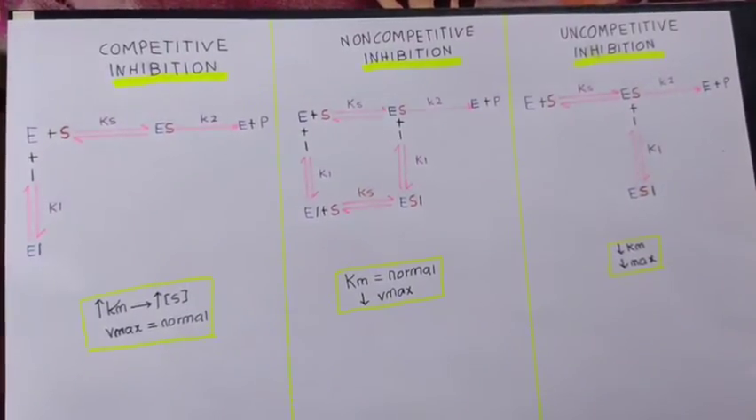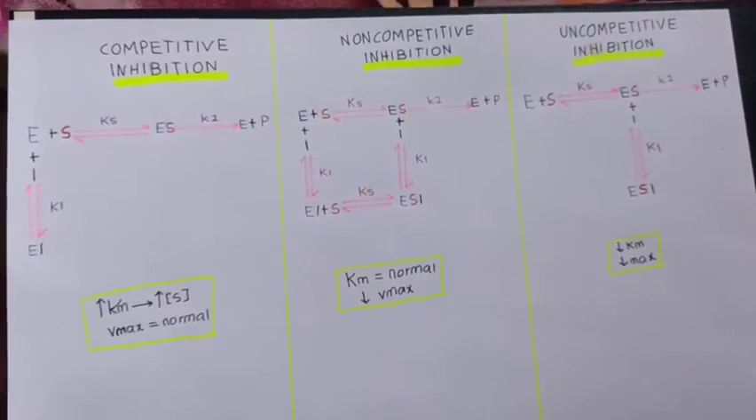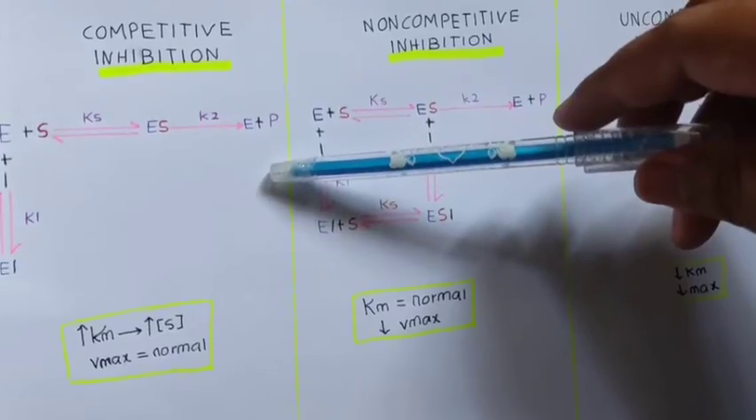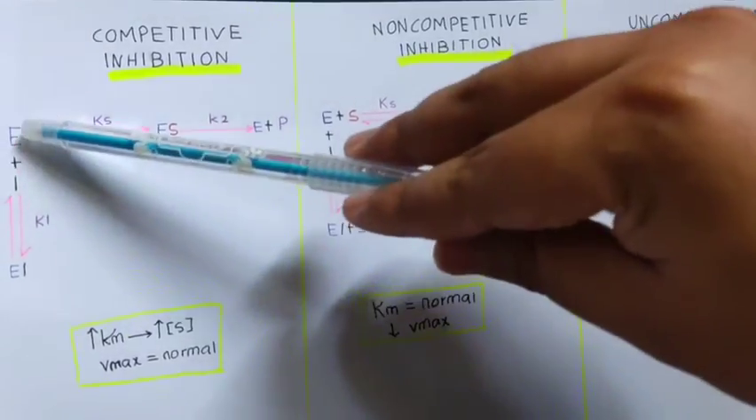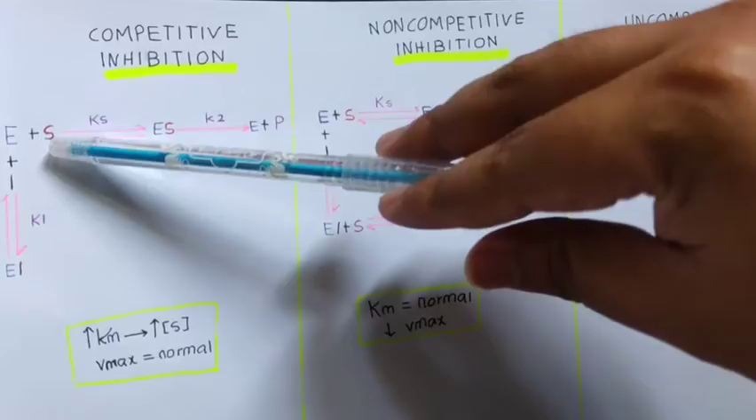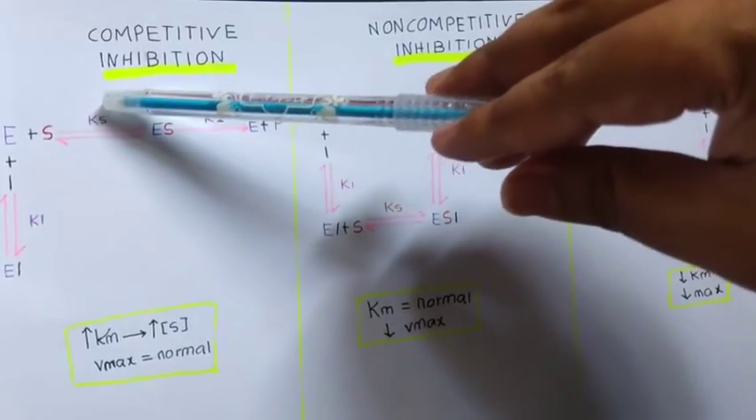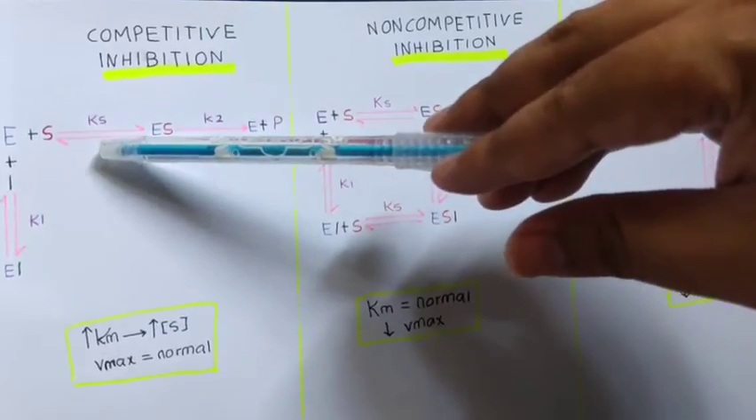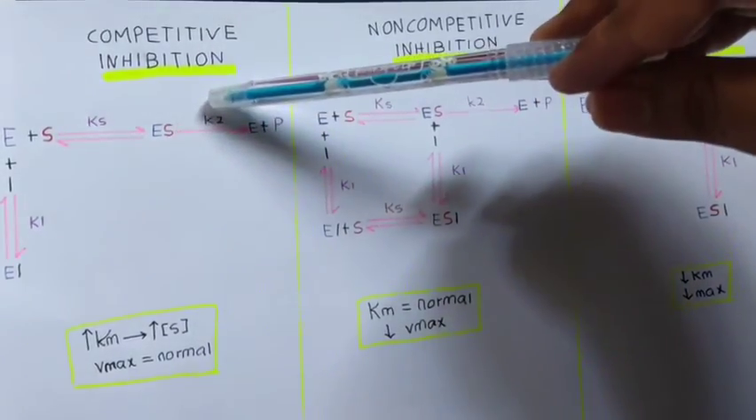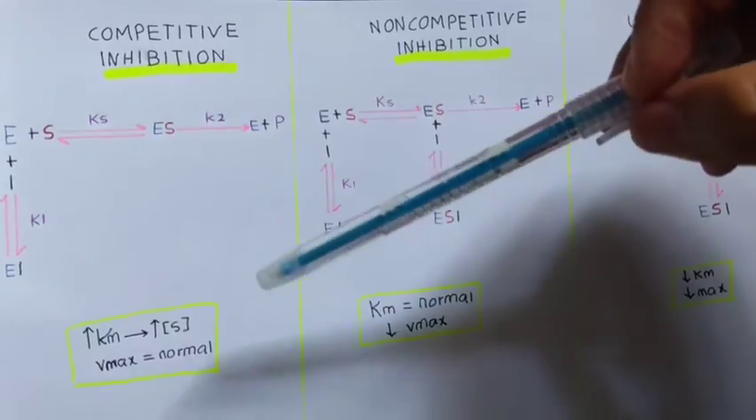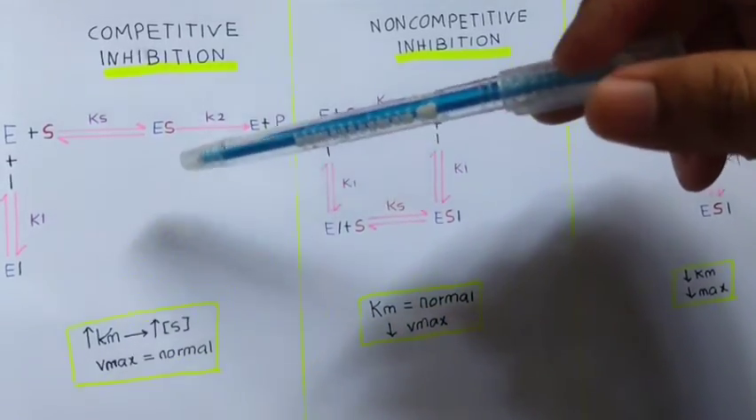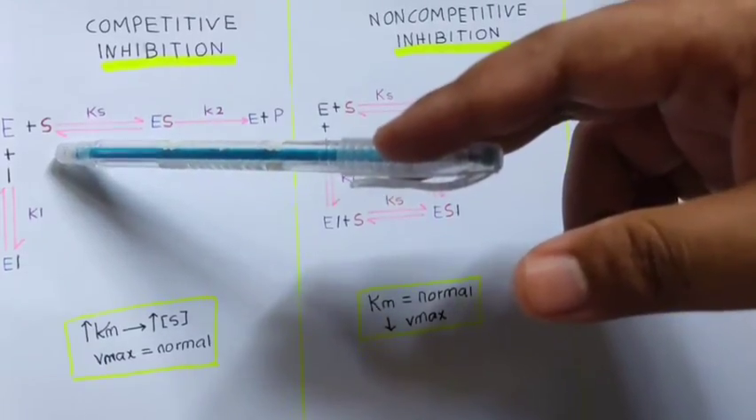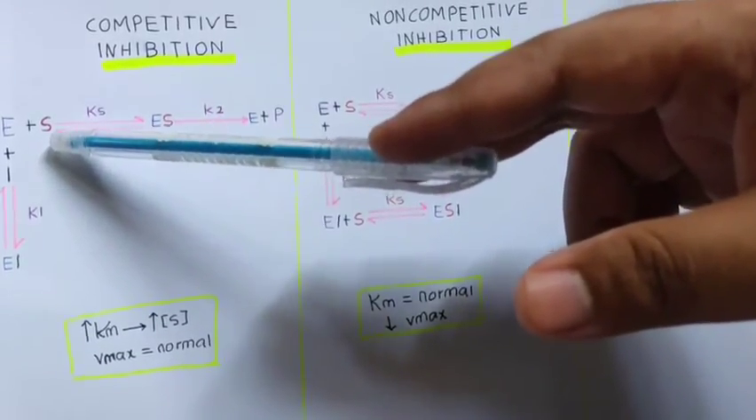Okay, so let's look at competitive inhibition first. So this is competitive inhibition. This is the enzyme, this is the substrate, this is the constant Ks, and this is the reverse constant. This is the product.